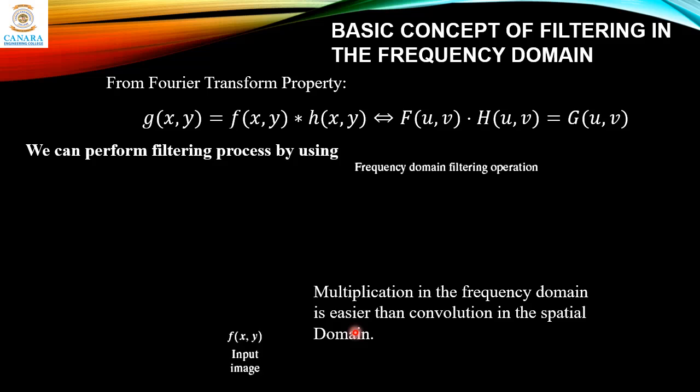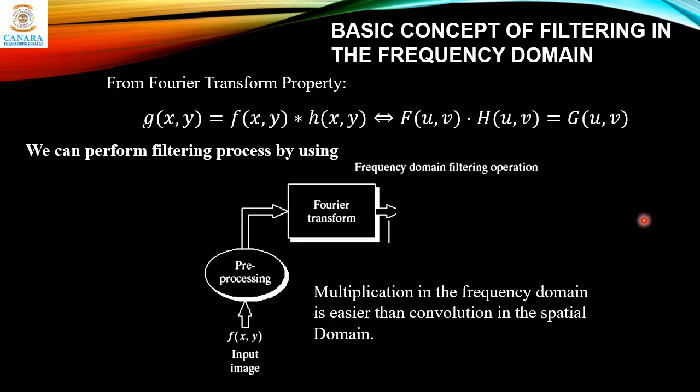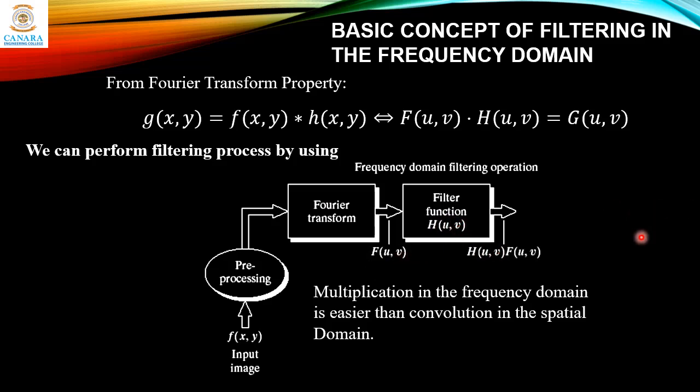So how do we do it? Let's see. We have an input image f of xy. Then we perform the pre-processing steps like padding of zeros. And we take the Fourier transform of the input image, which gives us F of uv. Note here it's capital F, and the input is f of xy, small f, which is in spatial domain. So this is in frequency domain. And then we need a filter function. So we multiply this Fourier transformed image with the filter function H of uv. That basically gives us the multiplication H of uv times F of uv. So this will give us the filtered image.